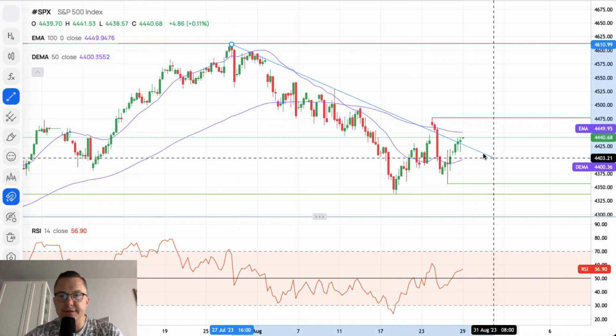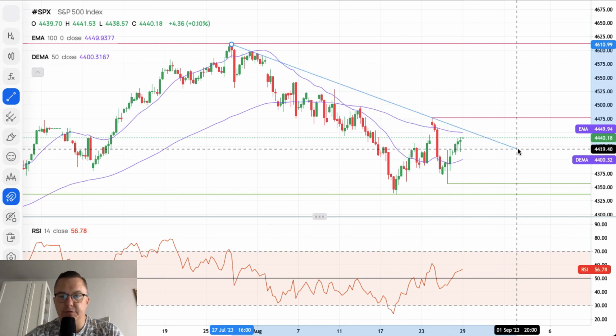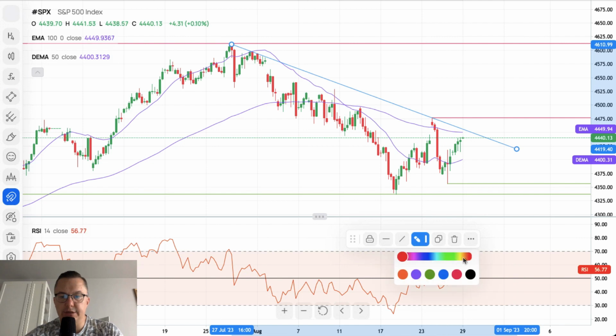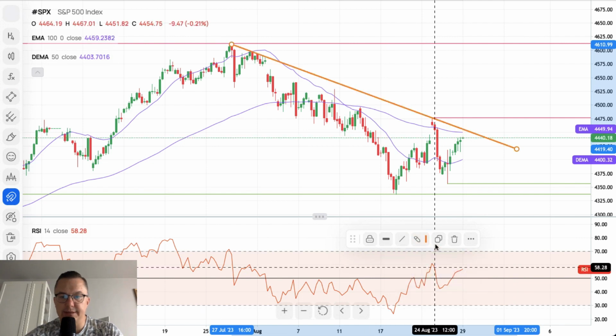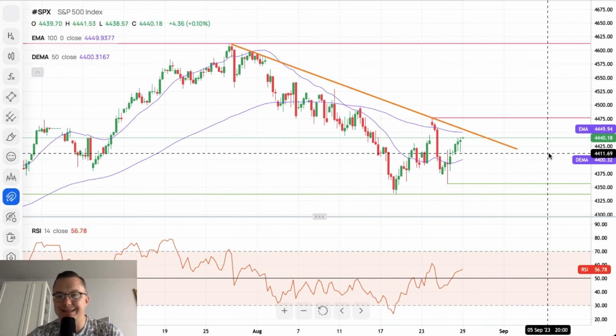Local technical resistance is still present here, so I think that maybe we should apply it to the newest data and change the color to orange, so you can see, guys, that this is the key technical resistance in the form of the trend line. So that's the dynamic resistance.